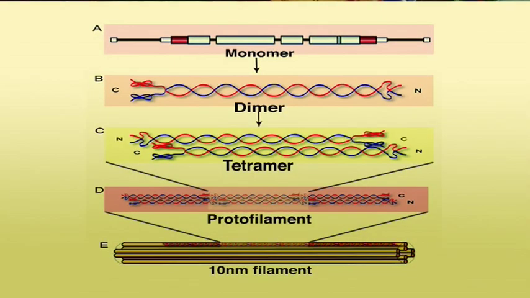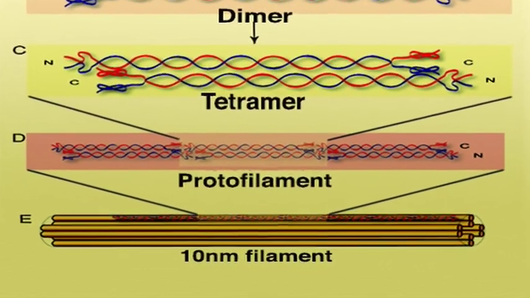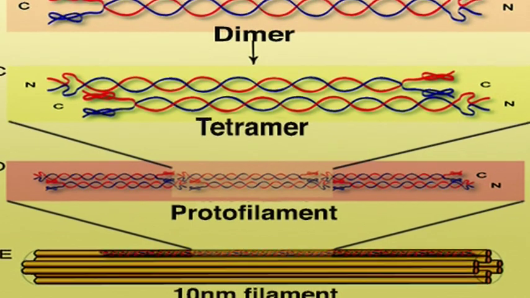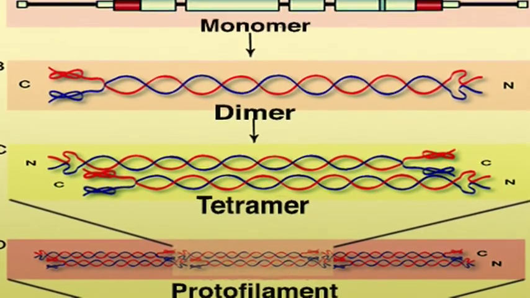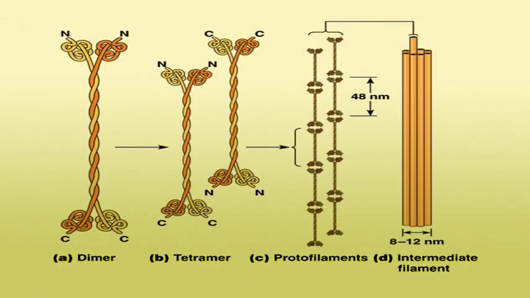Tetramers aggregate end to end, forming a protofilament. Pairs of protofilaments then laterally associate into a protofibril. Lateral association of four protofibrils forms a cylindrical filament that is 10 nanometers thick. Dimers in a tetramer have an antiparallel orientation. Some evidence, discussed later, suggests that the tetramer and not the dimer is the subunit for assembly of intermediate filaments.